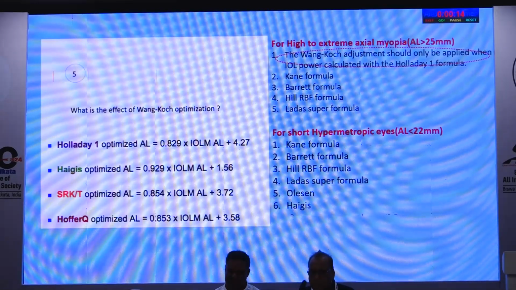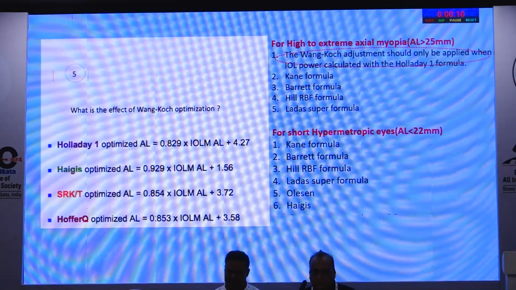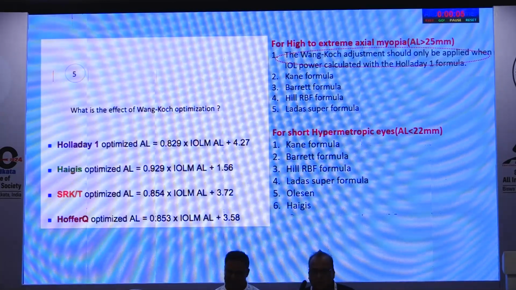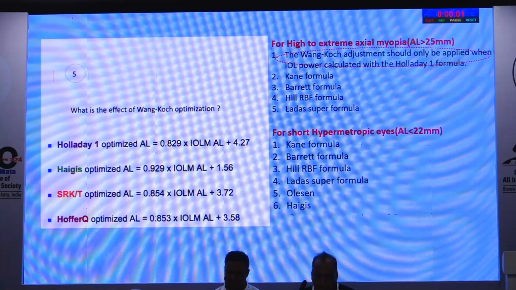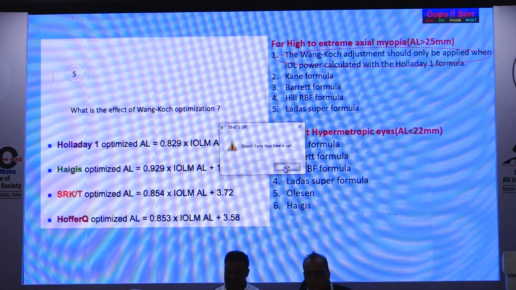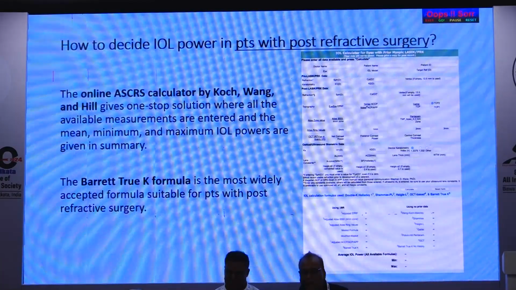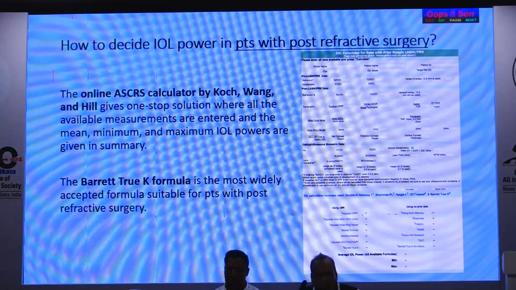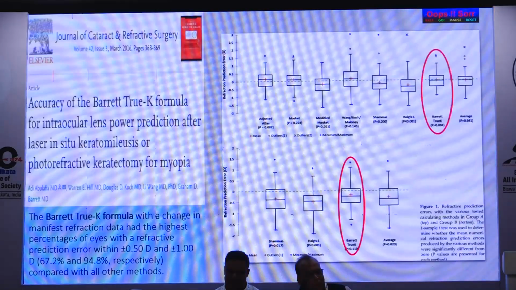Now, for extreme eyes, with Wang-Koch adjustment for the Holladay 1, Kane and Barrett formulas are better. For short or hypermetropic eyes, again the Kane formula and the Barrett and Hill RBF are better. So, in short, we have the Kane formula, Barrett, and Hill RBF, which are better than any other formula. Dr. Agarwal, yes, due to the paucity of time. For the post-refractive cases, the ASCRS calculator is better than any other.